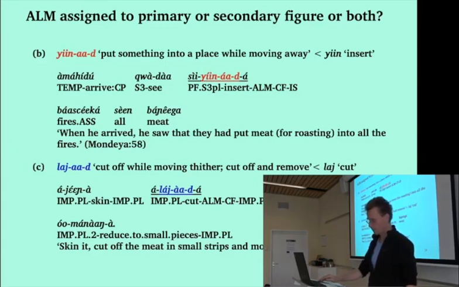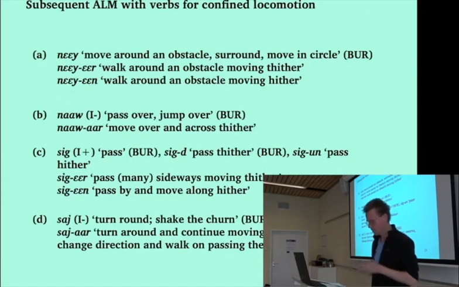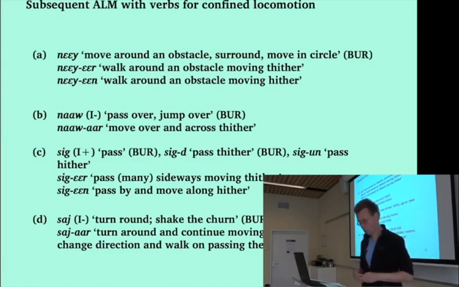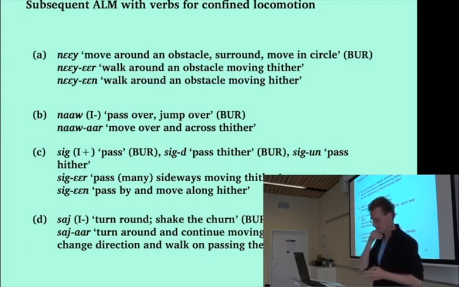Now, from the examples given and from the example in 19b, you can see another aspect emerging from this, that is the temporal relation which holds between associated locomotion and the core event. The added locomotion might be simultaneous with a primary event, or it might follow. At the present stage of knowledge, it seems that there are ALM stems which allow for both readings, as in the case of Lajad, which we have seen in 4 in the handout.